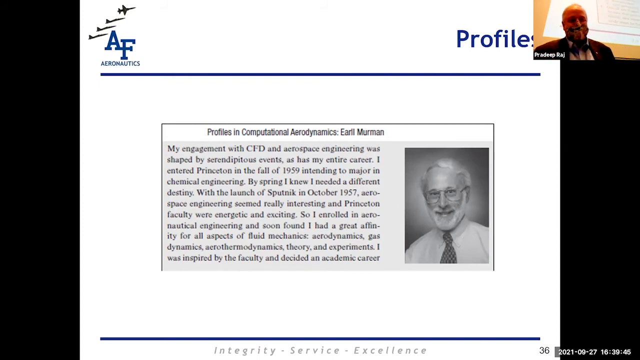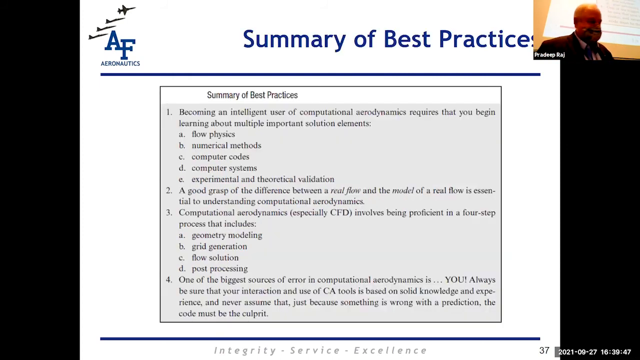And then this is an example of the summary of best practices. I like number 4 here. I said, one of the biggest sources of error in computational aerodynamics is you. Because it's true. When you're just learning to use a code, it's really easy just to put things in and push go and get really bad answers. So we wanted to make sure that that came across.